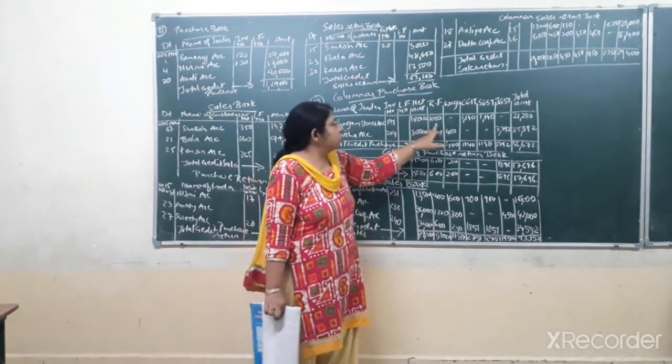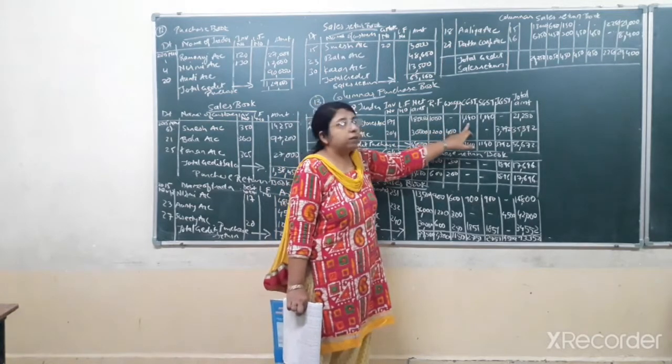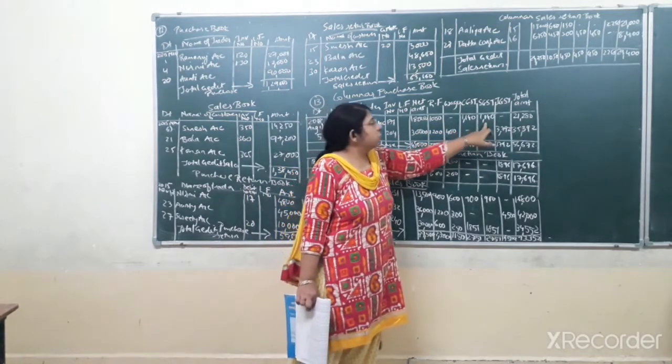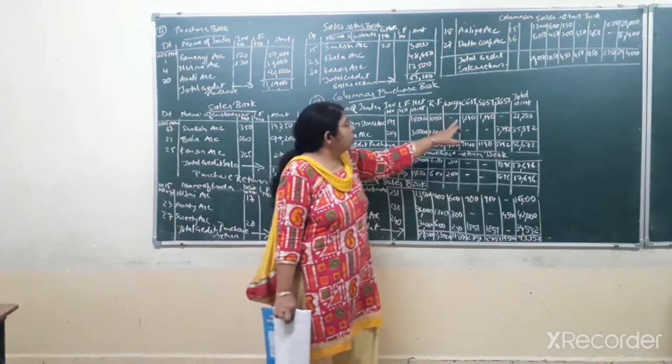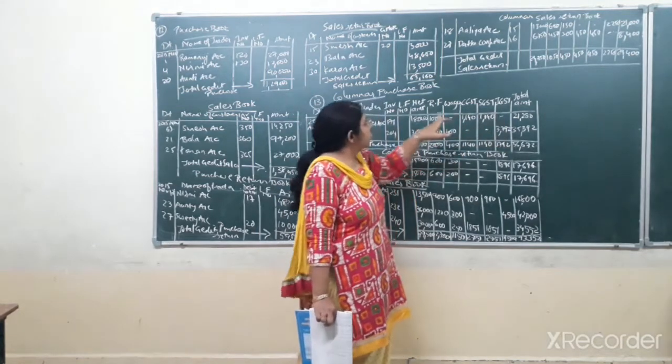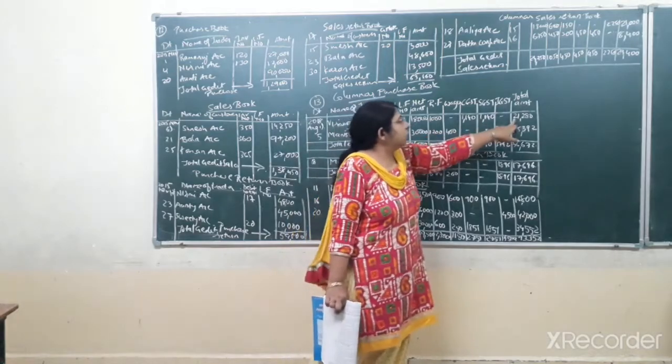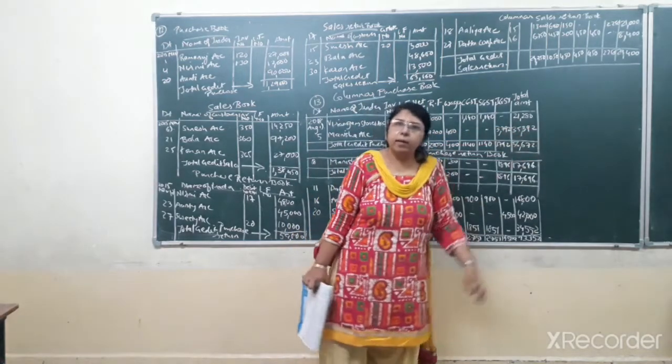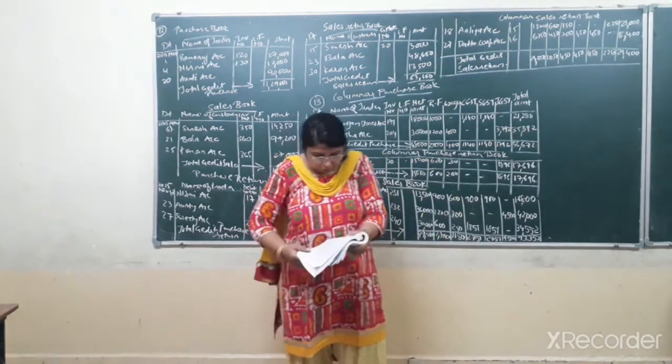So on 19,000 you will count 6%, you will get 1,140 and 1,140 in the columns of CGST and SGST, and in the column of IGST a dash. Now the total of all these four values comes to 21,280.